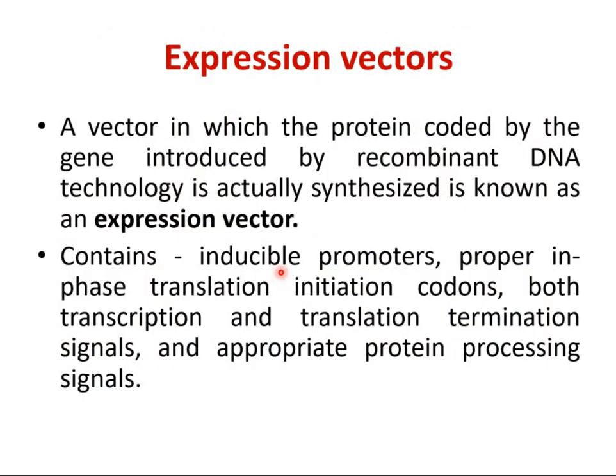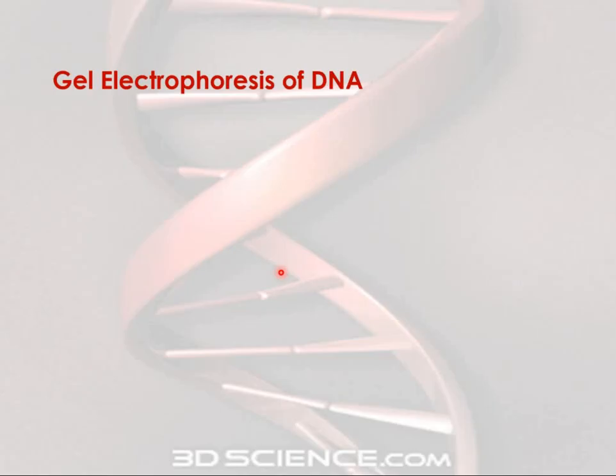And I told you about expression vectors. In a plasmid and all, you cannot express your protein. So you need a special kind of vector in which you have inducible promoters, proper in-phase translation initiation codons, transcription and translation termination signals, and proper protein processing signals. Okay, all these should be there in this vector, and then you can express your protein in it. That is the expression vector.